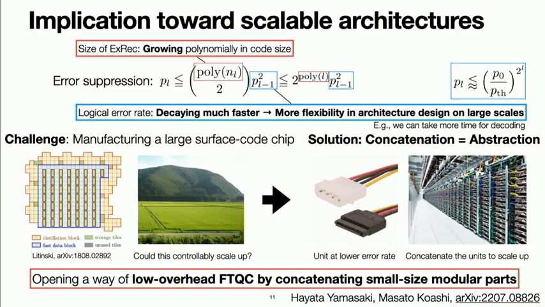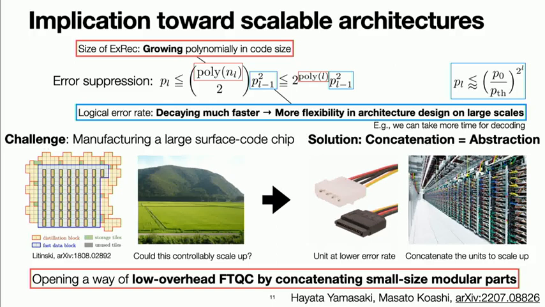And our construction implies one possible solution based on concatenation. Basically, as we increase the concatenation level, this can be used as an abstraction layer. So each concatenated small block can be used as a unit that emits some code word with a lower error rate. And once the error rate is low, we can have more flexibility in concatenating it for scaling up. Our protocol opens the way for this low overhead FTQC by concatenating small size modular parts.